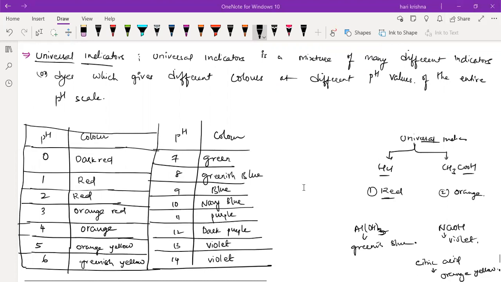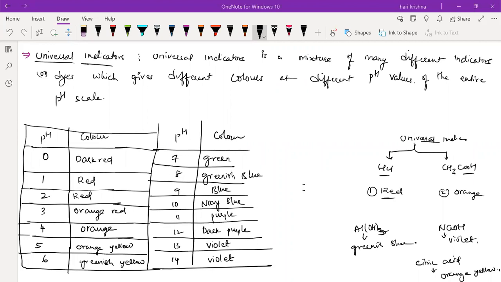Is everyone clear with the indicator topic, or do you have any doubts? Can you say the last sentence again? Universal indicator is not always green in color. If there is a little change in the pH, the color change will happen.